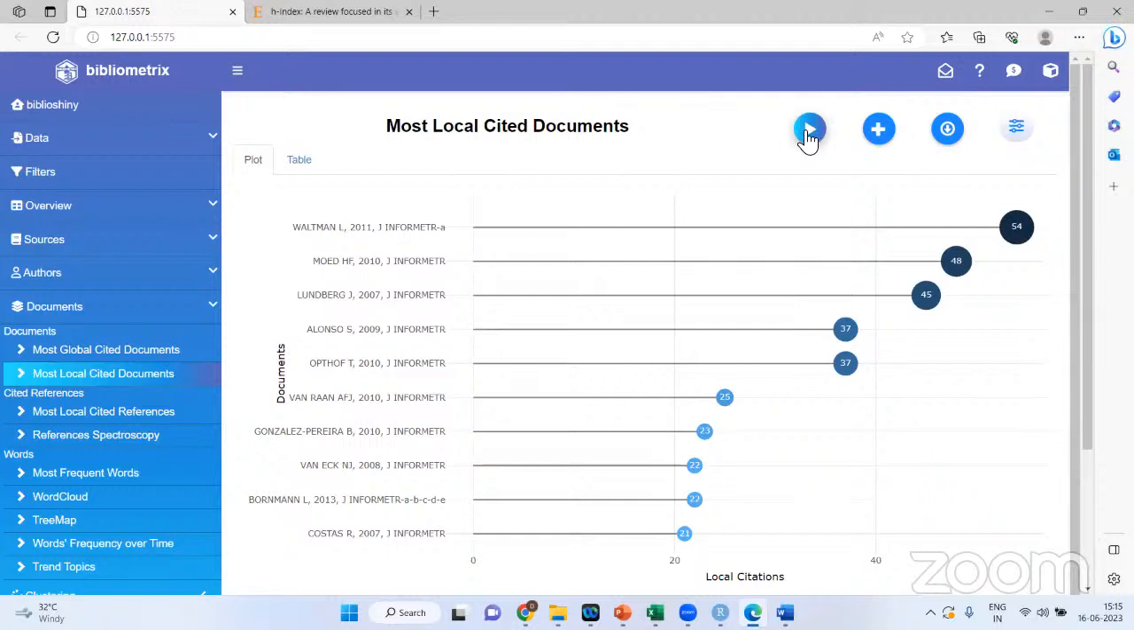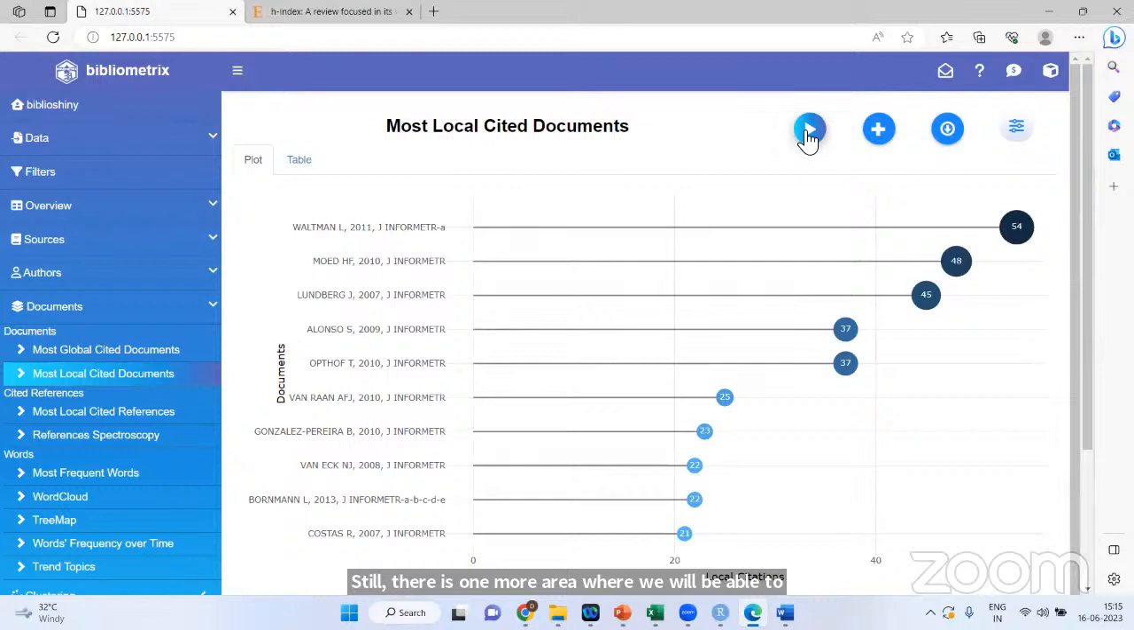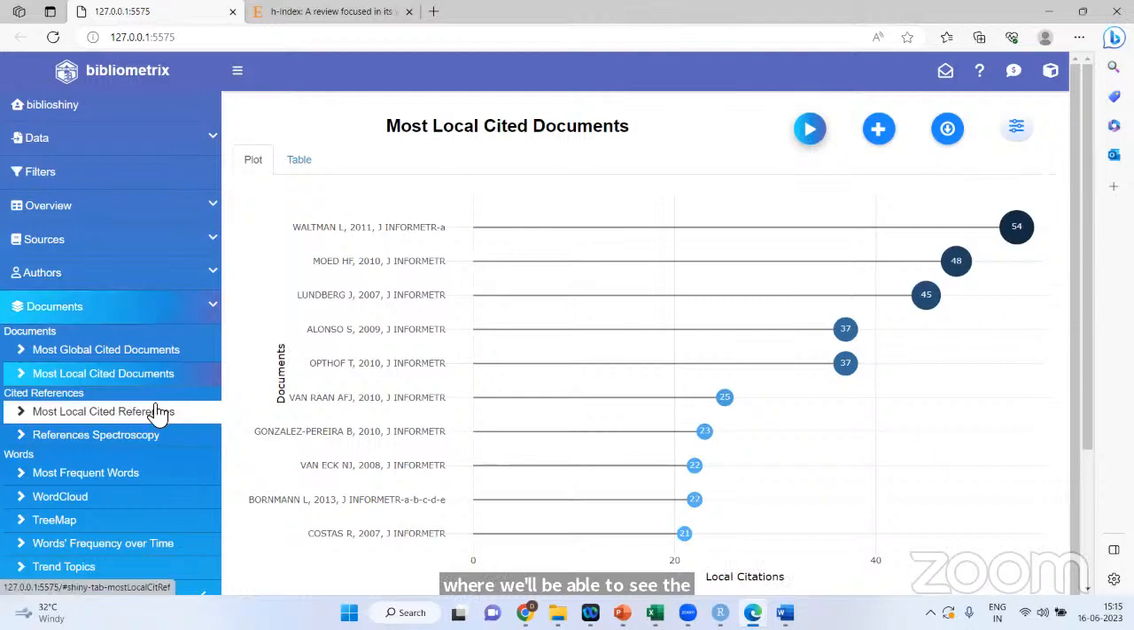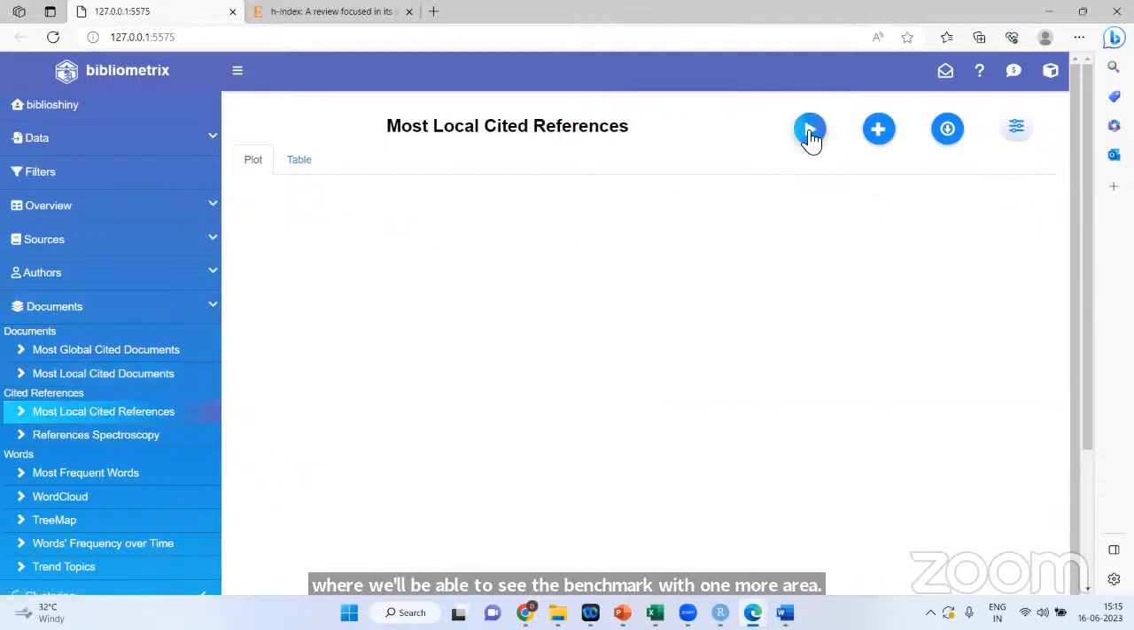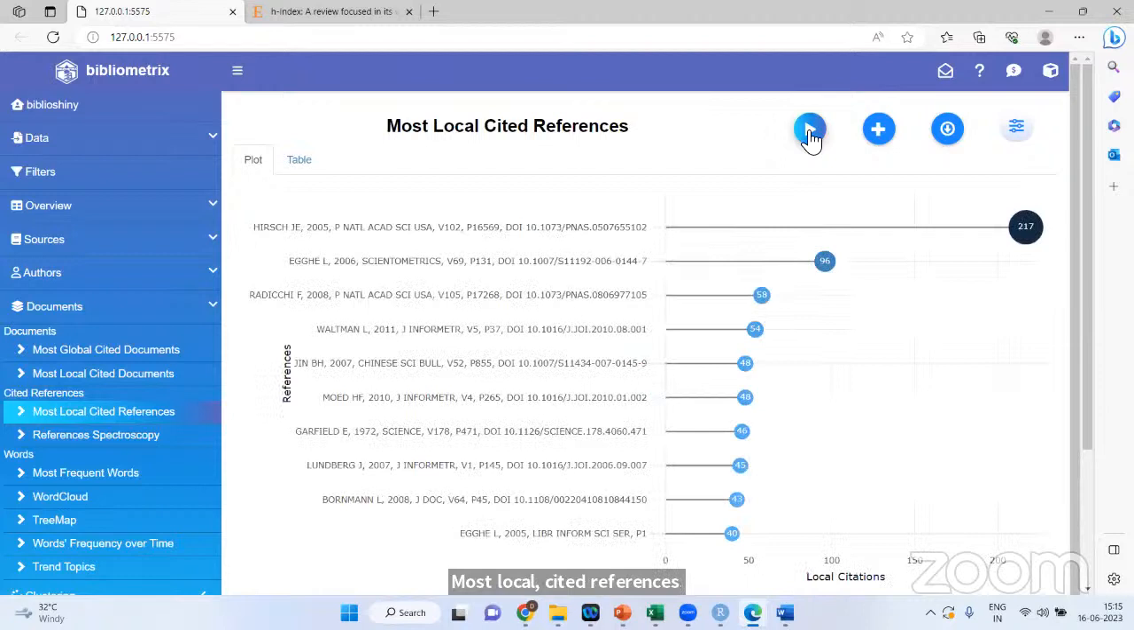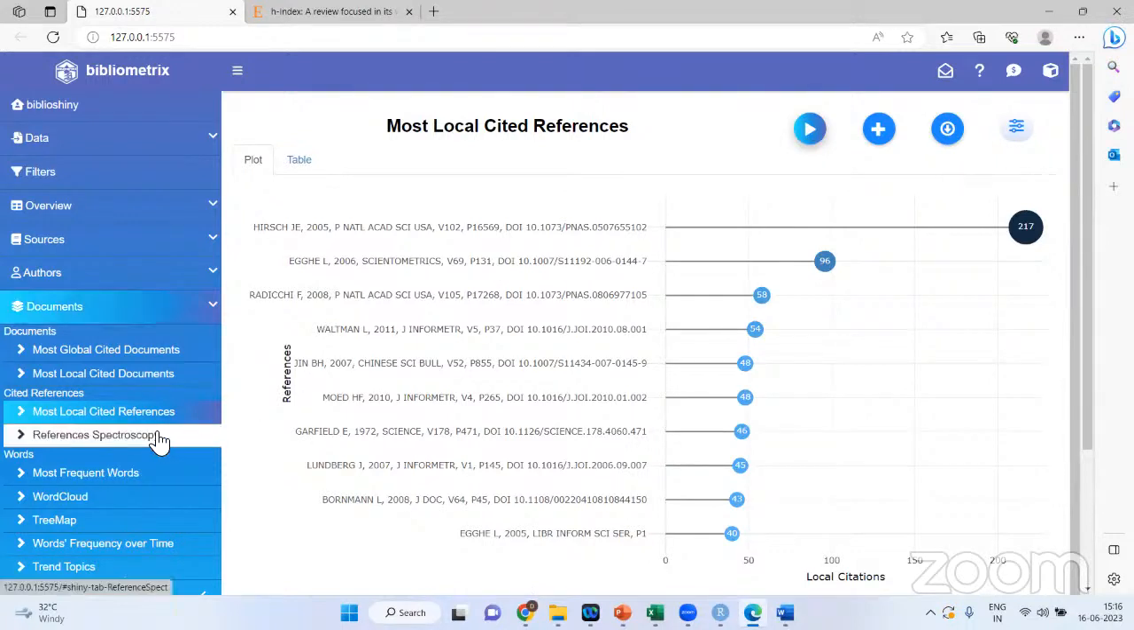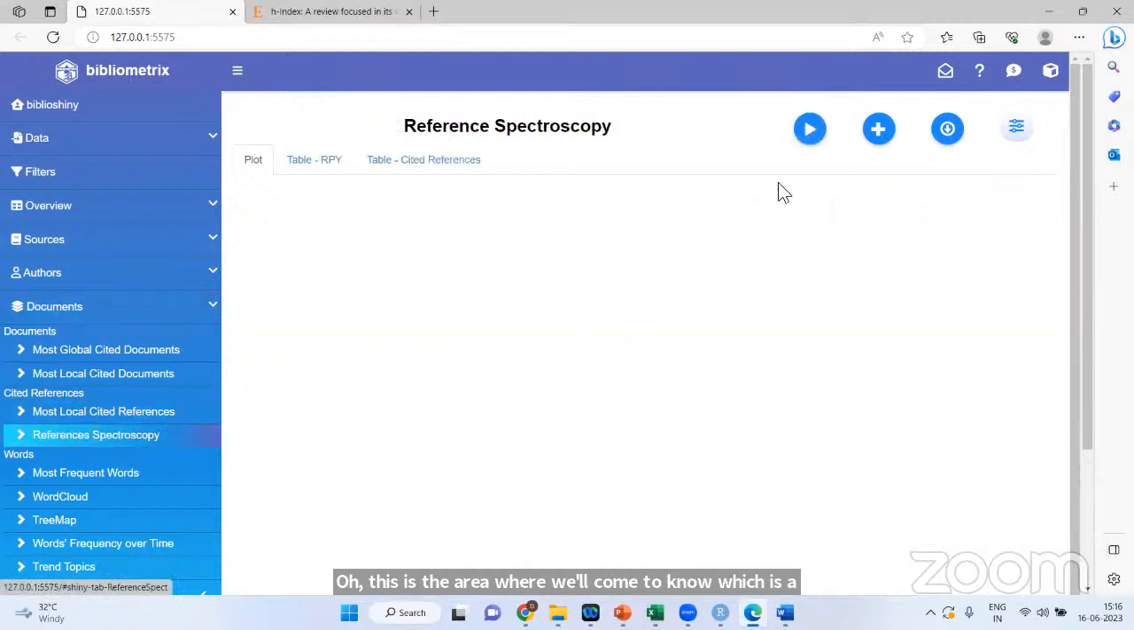Still, there is one more area, Vidisha, where we will be able to see the benchmark paper, that who is following whom. Still one more area is there. Most local cited references. Now, this is the area where we'll come to know which is a benchmark paper. References spectroscopy.